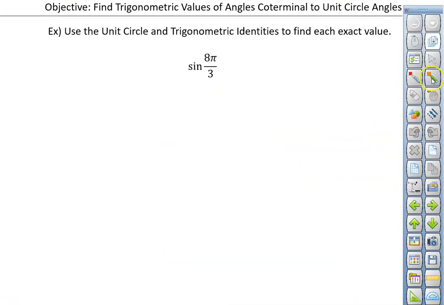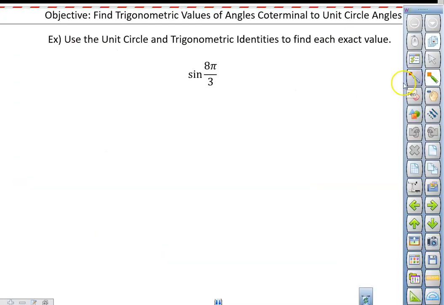All right, so let's take a look at this problem. Again, we are using our knowledge of the unit circle, angles, and the values of the points which represent x as cosine and y as sine of our angles, and identities when necessary to find each exact value. Here we're looking to find the sine of 8 pi thirds.